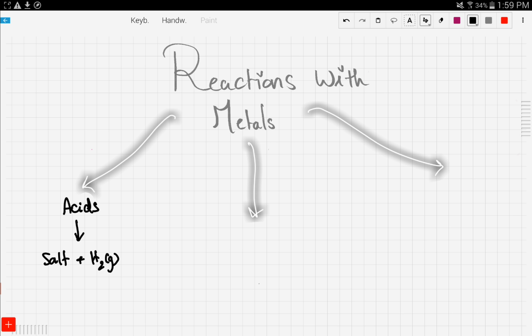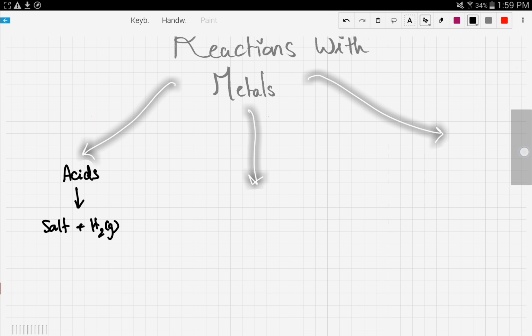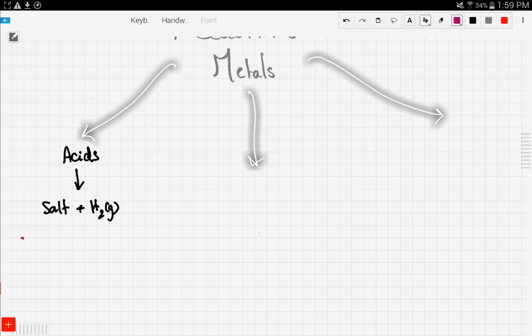Now let's take an example. Well, magnesium solid reacting with hydrochloric acid would give magnesium chloride as a salt plus hydrogen gas.